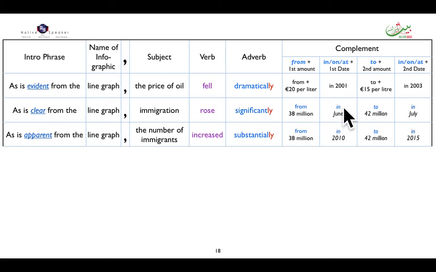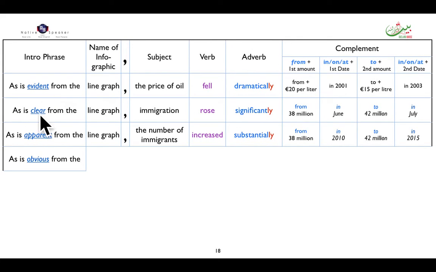So in, the preposition in works with months and years, and it's always from the first amount to the second amount. Okay? Now, in a standard sentence, students often get this part wrong. Why? They drop some of the little words, and you want to avoid that if at all possible.